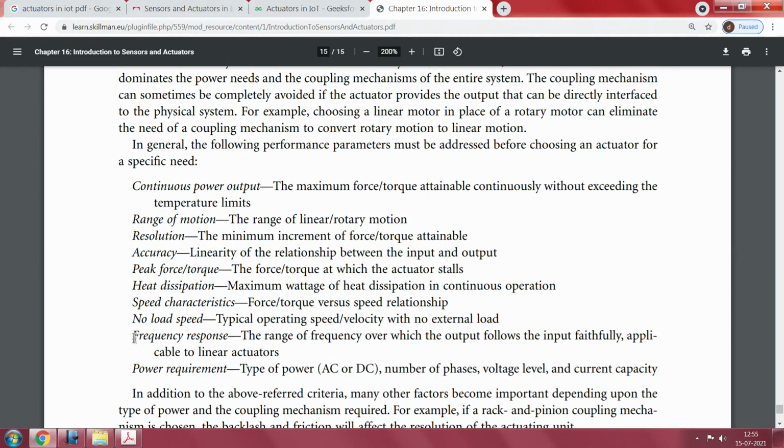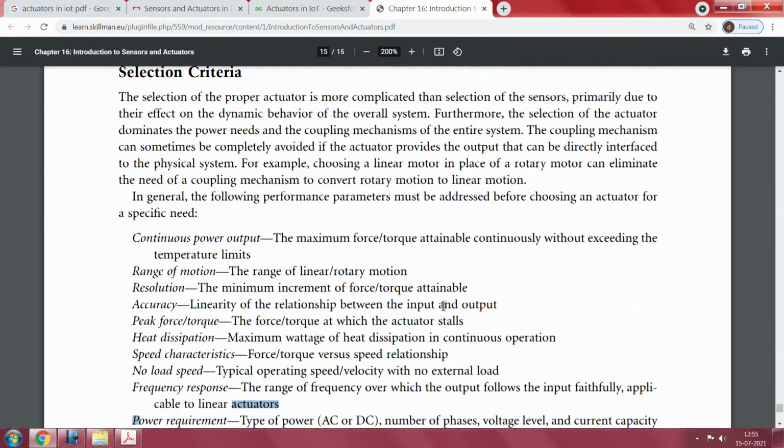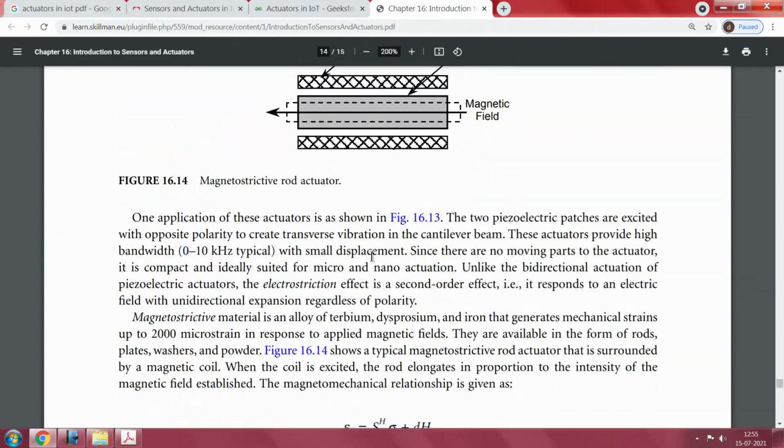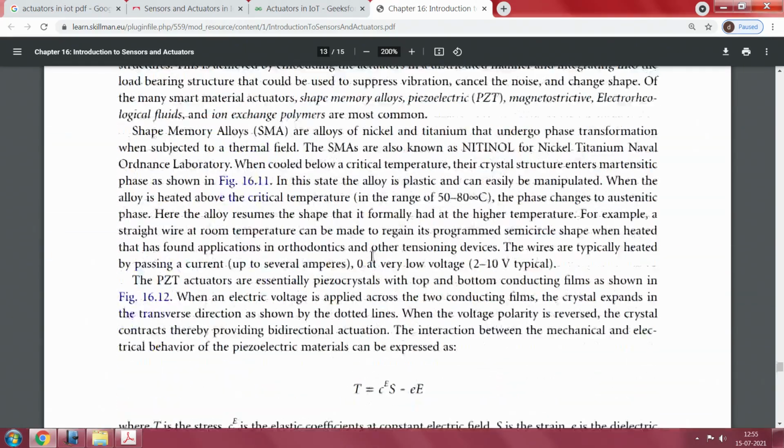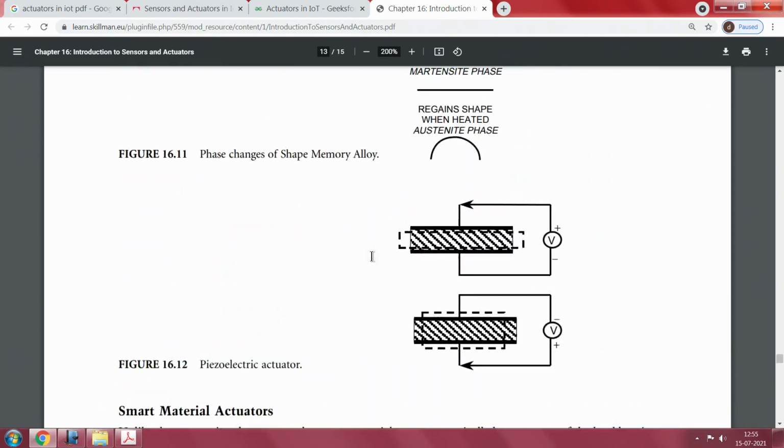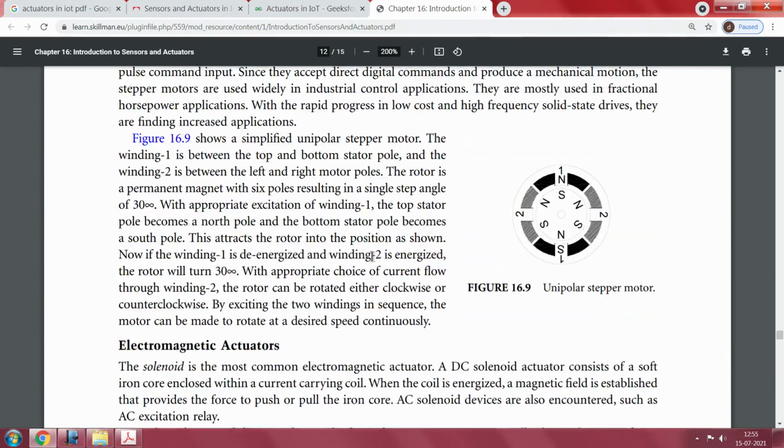Then there is frequency response, and then there is also the power requirement which is an important thing, right. So these are broadly what you want to look up, the type of actuators which are out there and the selection criteria that you may have to apply. Basic principle of the actuators is mentioned in this document, which you can easily download.